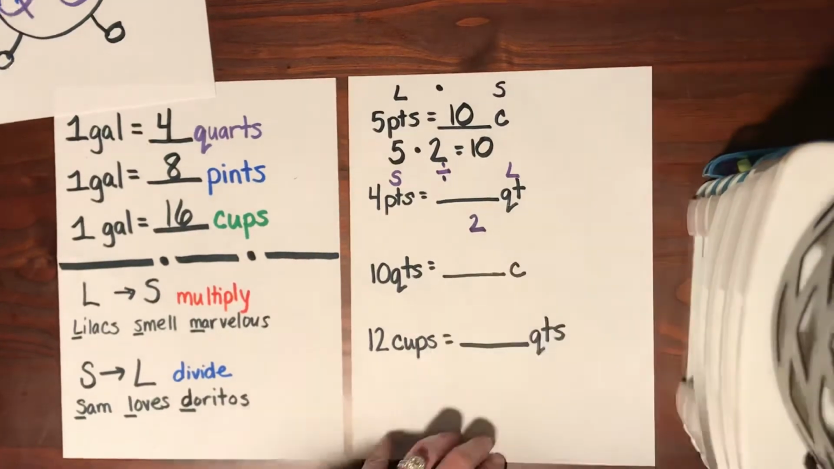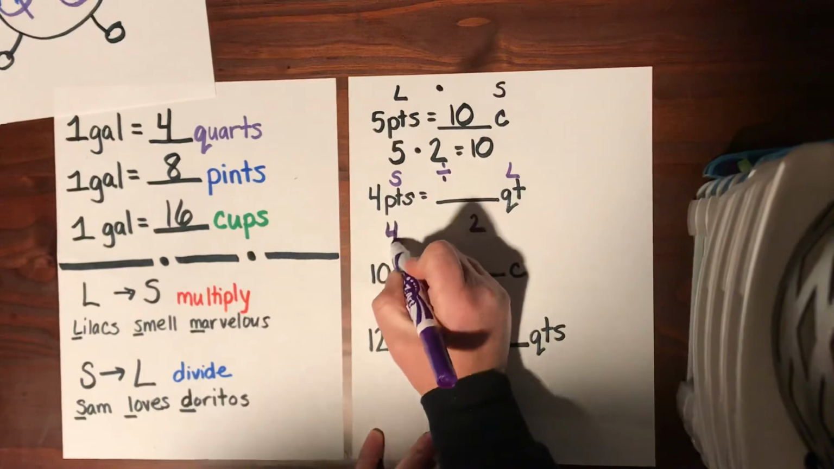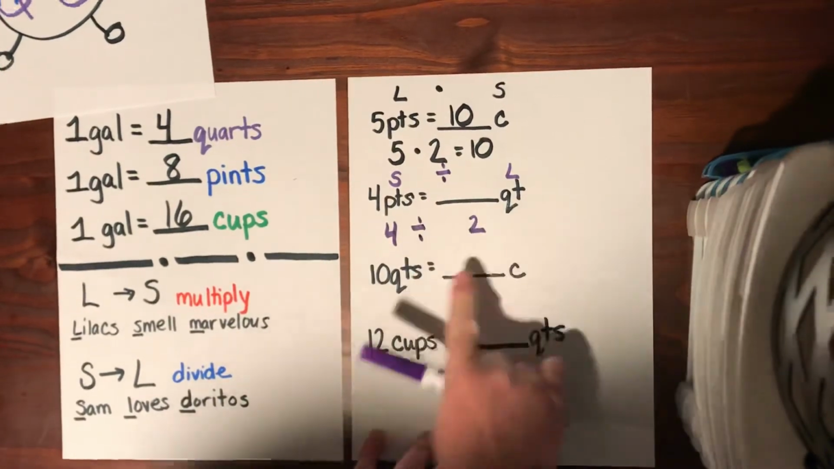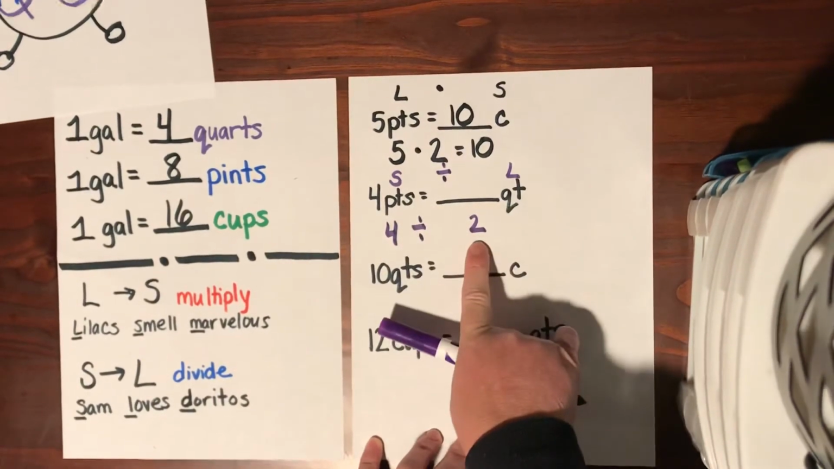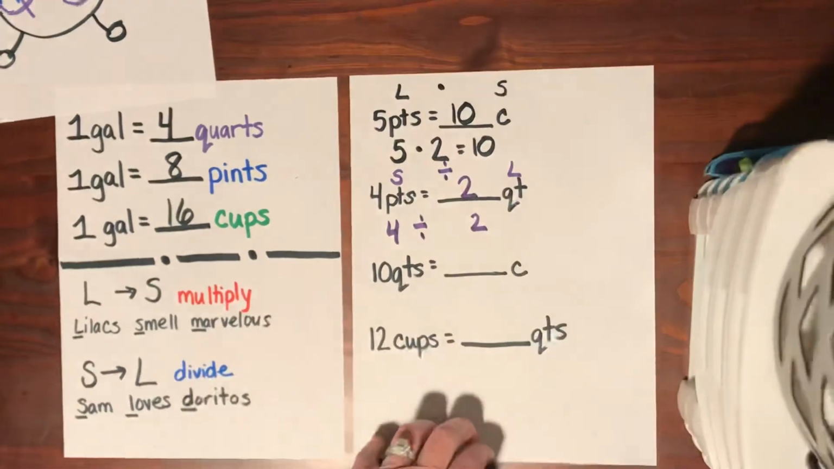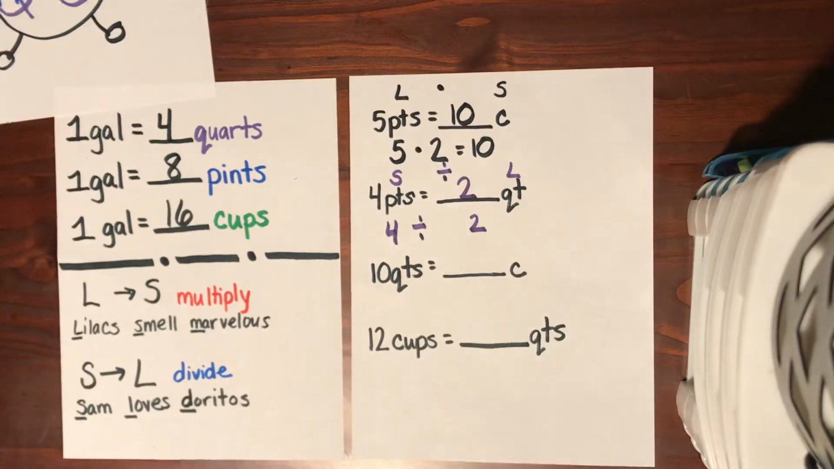So now I have the 3 pieces of information I need. I have my 4. I have my division sign. And I know how many smaller units are in the larger units. That's 2. So 4 divided by 2 is 2. 4 pints equal 2 quarts. All right, let's try another one.